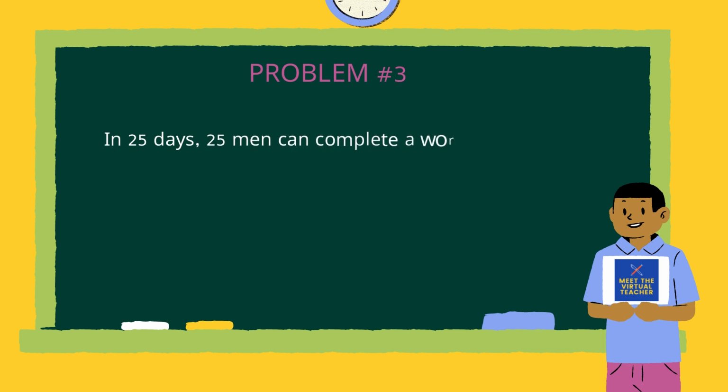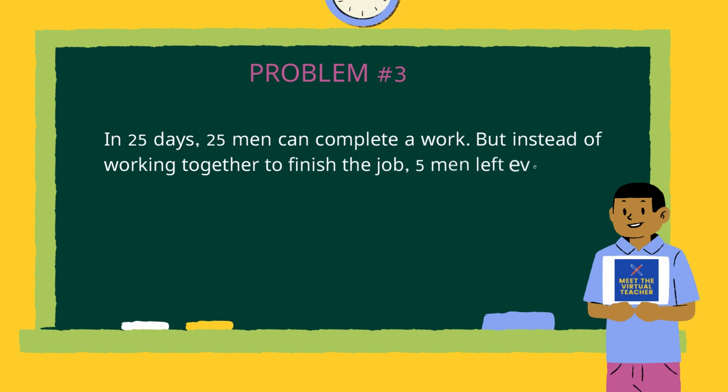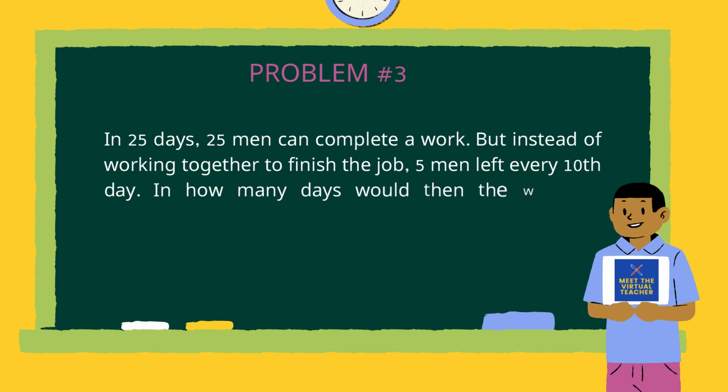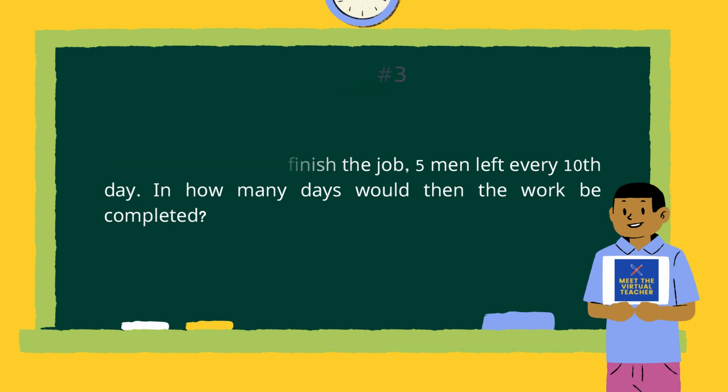Problem number 3. In 25 days, 25 men can complete a work, but instead of working together to finish the job, 5 men left every 10th day. In how many days would then the work be completed?